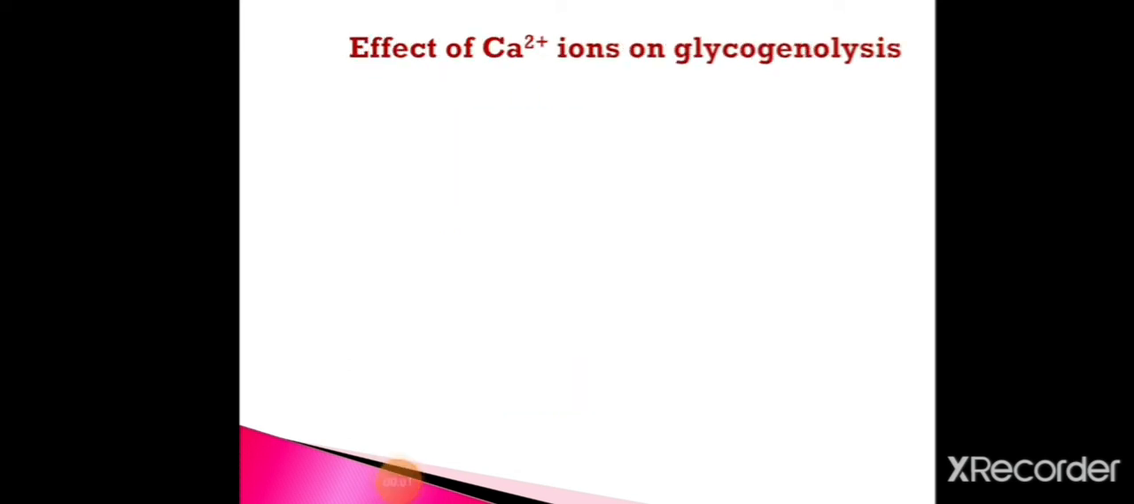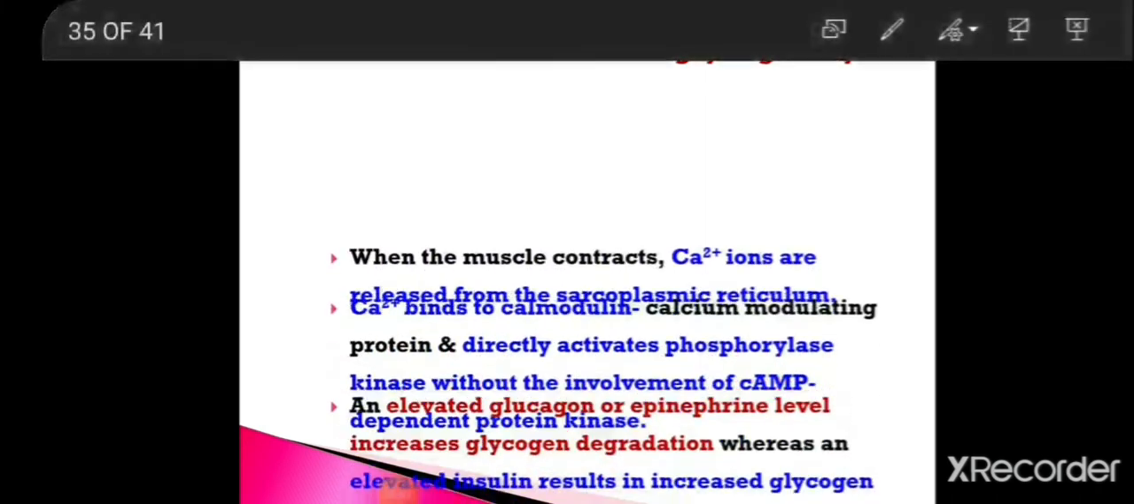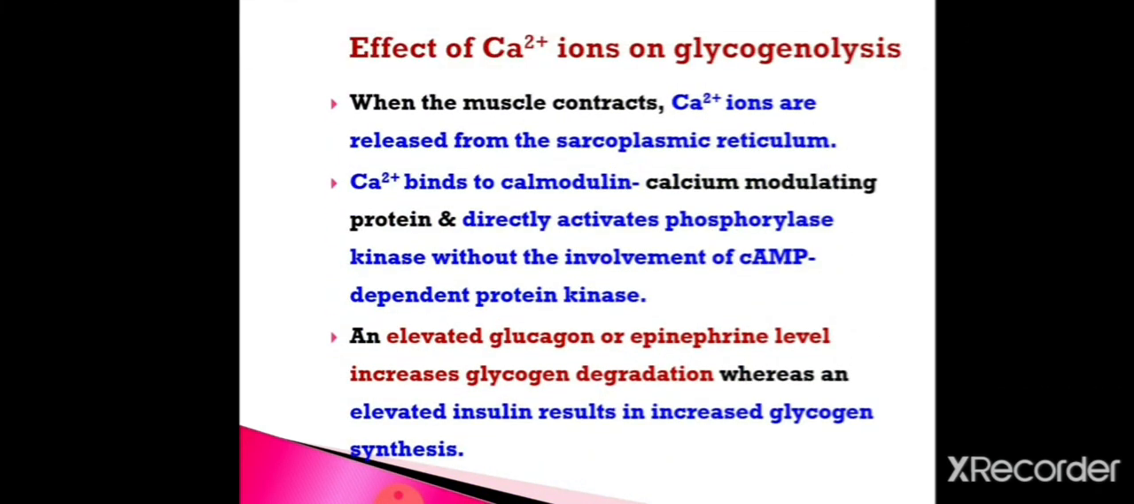Next is the effect of calcium ions on glycogenolysis. When the muscle contracts, calcium ions are released from the sarcoplasmic reticulum. This calcium will bind to calmodulin. Calmodulin is a calcium modulating protein. This will directly activate phosphorylase kinase without the involvement of any cyclic AMP dependent protein kinase. So an elevated glucagon or epinephrine level will increase glycogen degradation, whereas elevated insulin levels will result in increased glycogen synthesis.